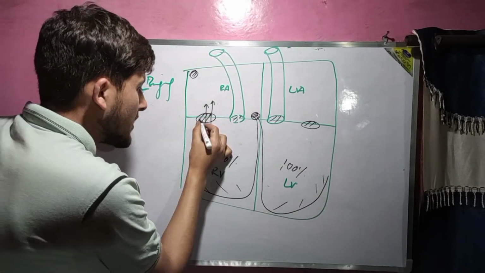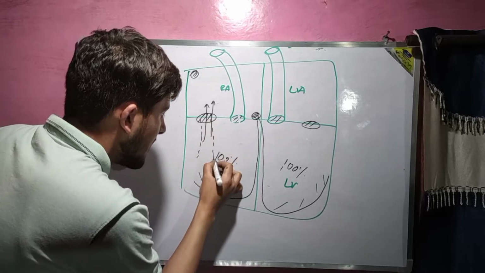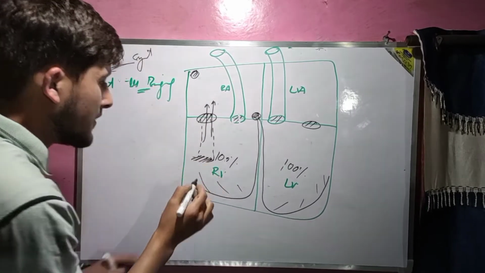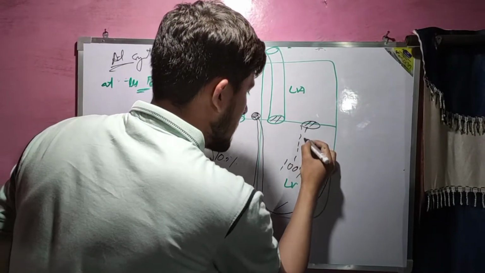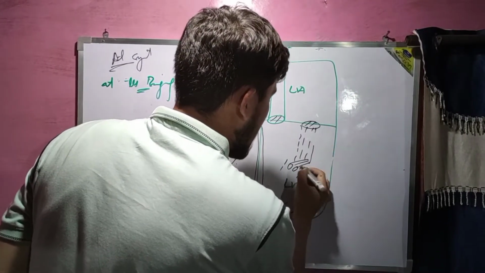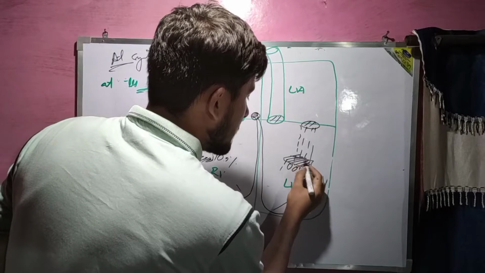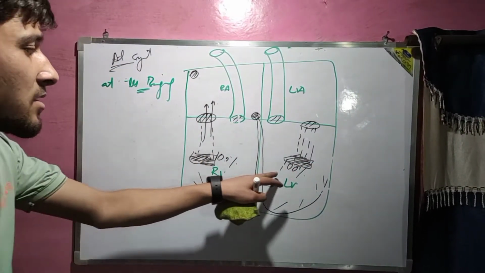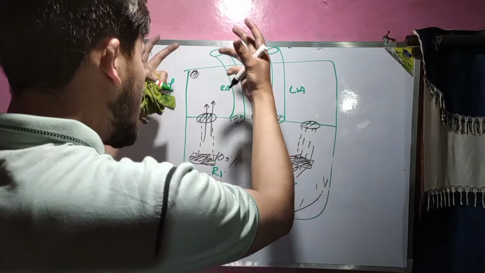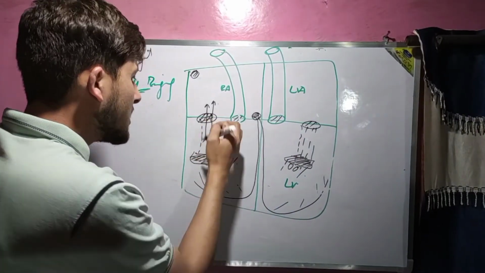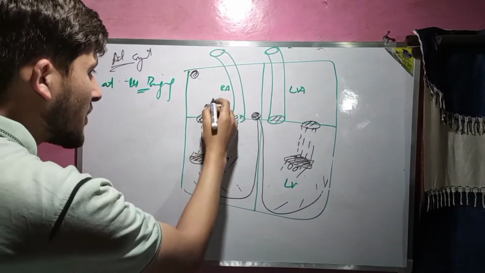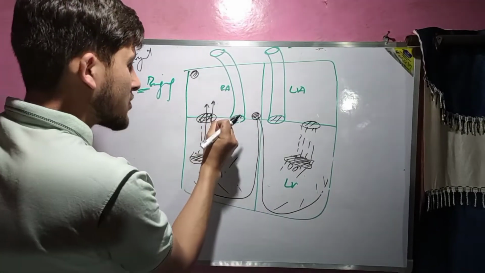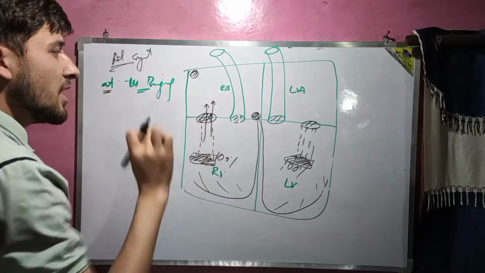But as we know, these valves are supported by special fibers called chordae tendineae. Chordae tendineae are supported by special types of muscles called the papillary muscles. As these chordae tendineae push these valves back, they prevent the backflow of blood into the right atrium. That's why when ventricles contract, blood does not go back into the atria.